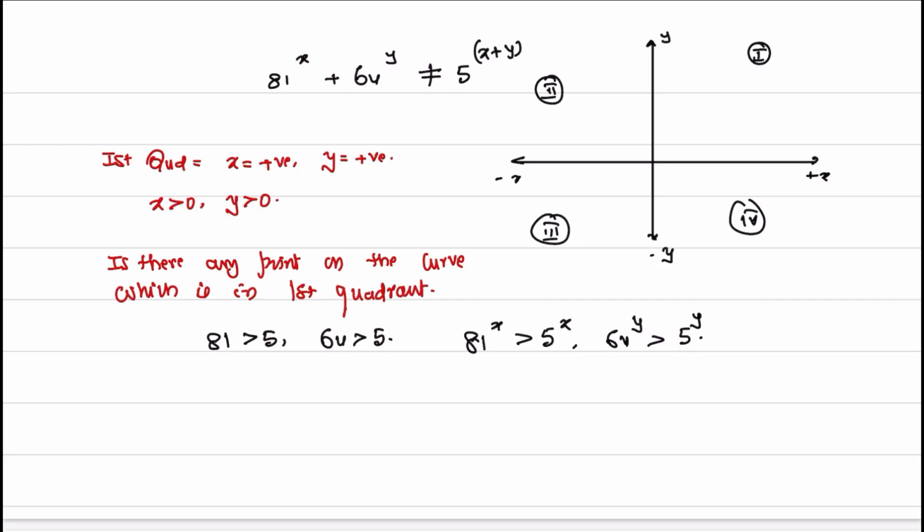And what is 5 to the power of x plus y? 5 to the power of x into 5 to the power of y. Means 5 to the power of x plus y is always less than 81 to the power of x into 64 to the power of y.